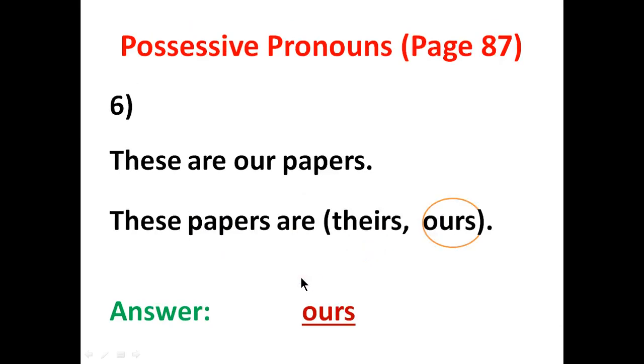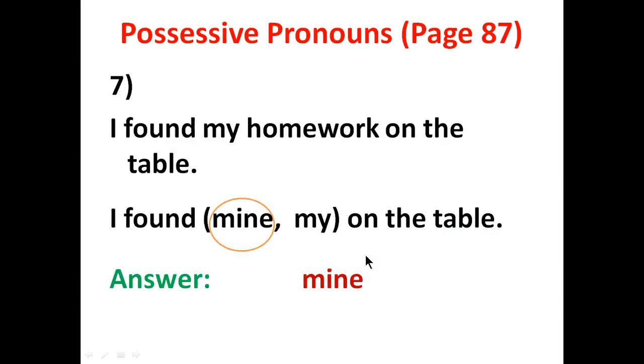Number 6. These are our papers. These papers are ours. So ours is a possessive pronoun. Please write it and circle it as well. Number 7. I found my homework on the table. And the second sentence of question number 7: I found mine on the table. So now this mine is a possessive pronoun. This mine means my homework. Mine is equal to my homework.